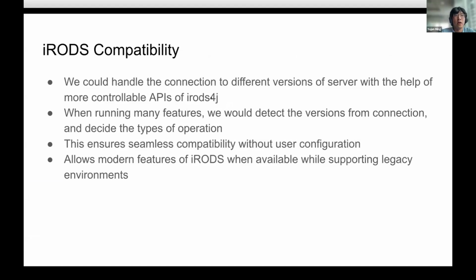And of course, the new version of irods4j will have more iRODS compatibility. We could handle the connection to different versions of the server with the help of the more controllable APIs of irods4j. When running many features, we would like to detect the version from the connection first and see if it's in some range of versions, and we can decide the types of operation, which ensures seamless compatibility without user configuration. When it's a newer version of the iRODS connection, we can allow those modern features. We are also supporting the legacy environments of older iRODS versions.